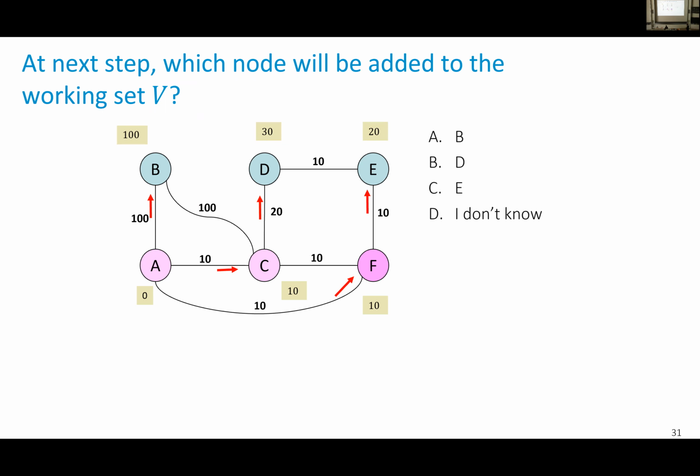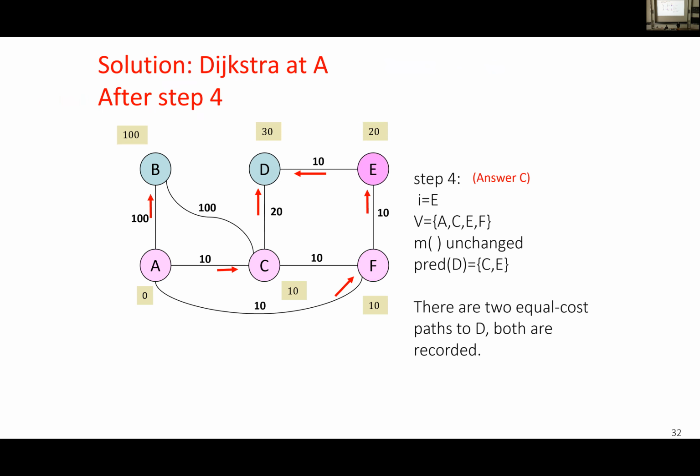And of course, the answer is E, because it's the one that has the shortest value. So that's the easy part of the question. Let's look at what happens next then. When we add E, then we have to explore the neighbors of E who were not yet visited. So that's only D. So what happens when we explore D?